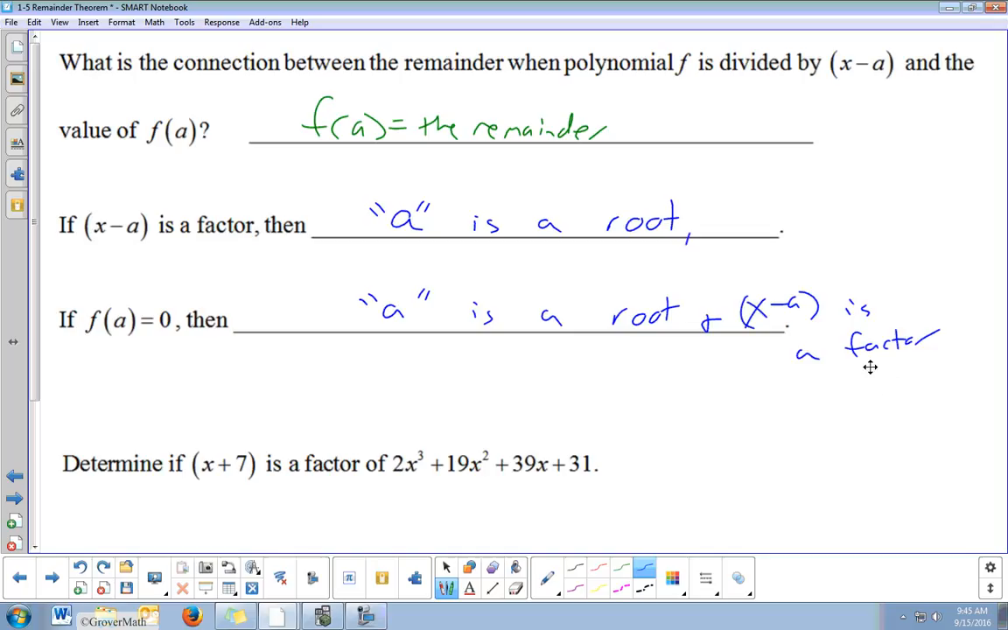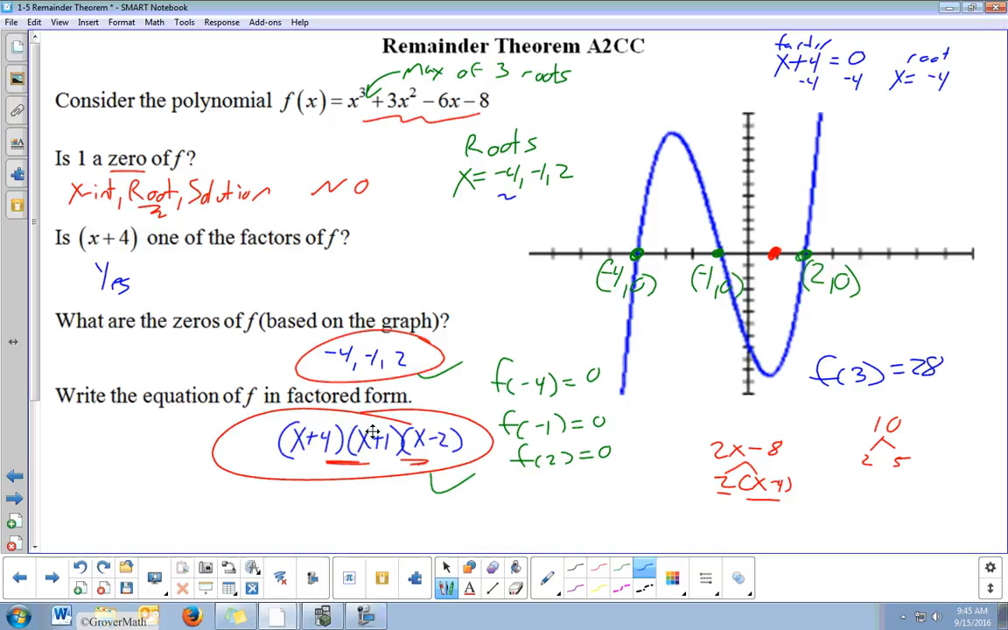Remainder of 0 means it's a root. You plug it in, you get the y value. The y value is 0. That's why it is a root, because it has a 0. It's all the same thing. We could think of them as roots and factors, and the factors are what multiply to be the equation or function to begin with.